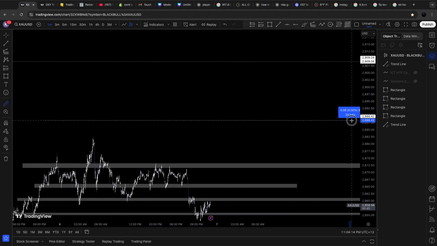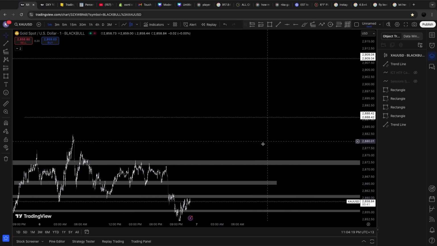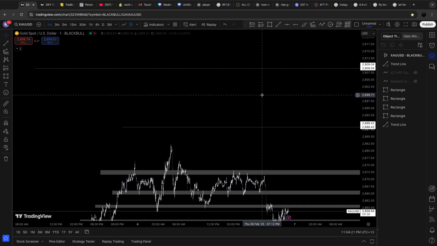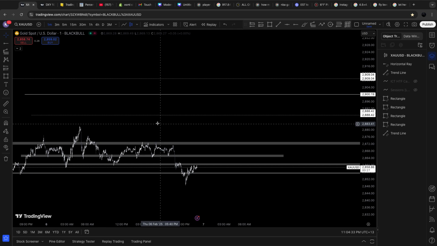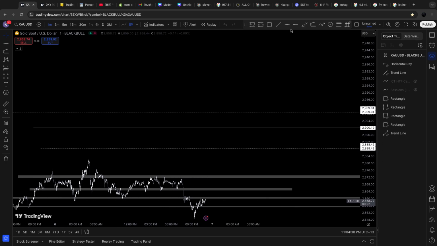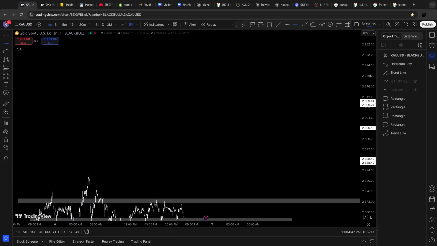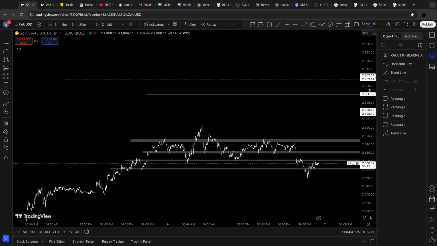The other alternative is that you can use psych levels, and psych levels are just psychological levels where banks will try to draw interest. The big psych level here would be 2900. That's a nice flat number, so there'd be a psychological target there. Another one could be maybe 2950. Usually flat, even numbers, or just numbers that make sense.